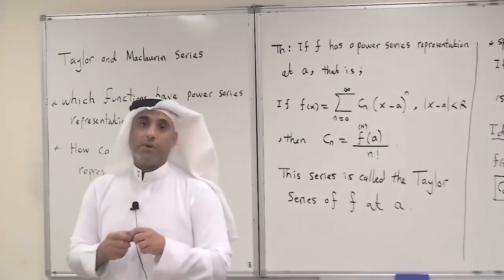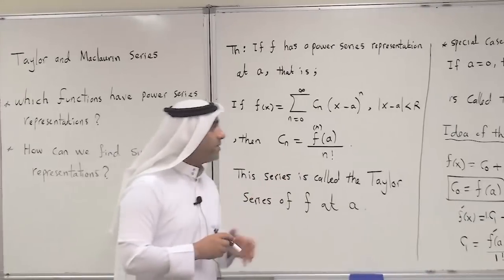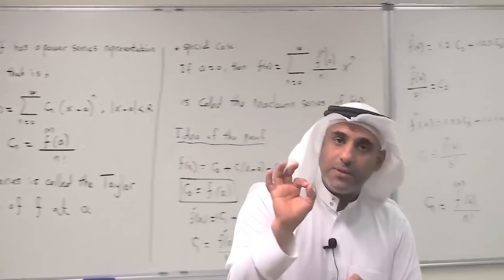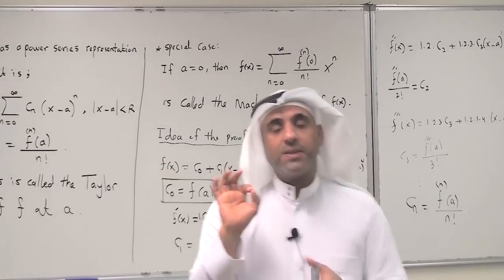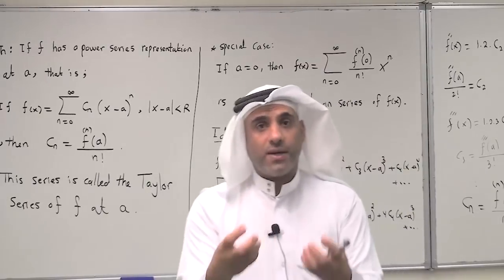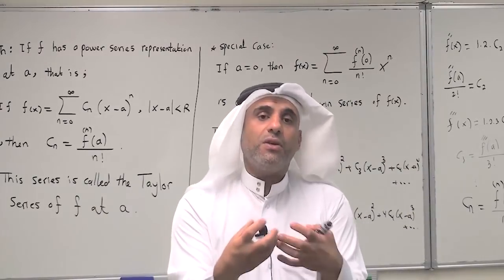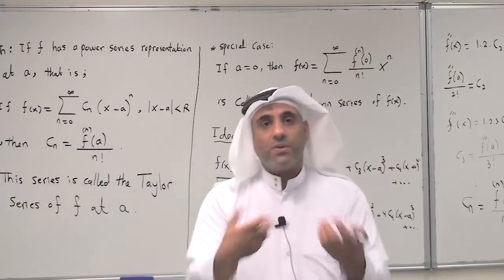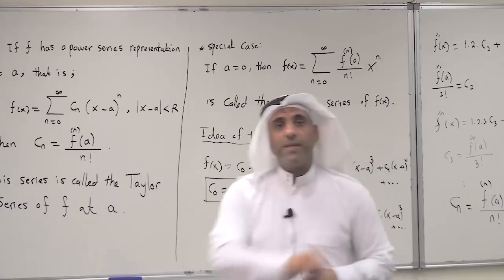Now, this is what we call the derivation of the formula, which is called the Taylor expansion. As a special case, if you have a equal to 0, then it's called the Maclaurin series. What we need to do next is to apply this to find power series representations of some well-known functions like e to the x, sine of x, cosine of x, etc. That will be done in the next part.